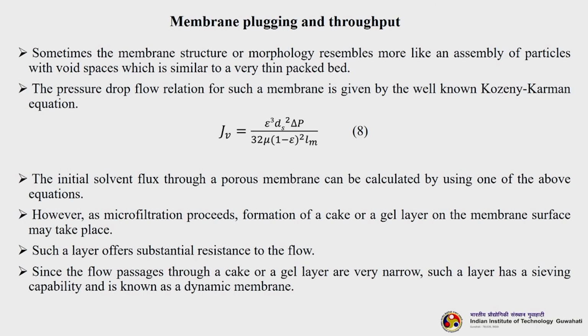Sometimes the membrane structure or morphology resembles an assembly of particles with void spaces, very similar to a thin packed bed. You remember we discussed the Kozeny-Carman equation; this is the Kozeny-Carman equation, in which it is assumed that the pores are interspaces between closely packed spheres of equal size. So, the initial solvent flux through a porous membrane can be calculated by using one of the above equations. However, as microfiltration proceeds, formation of a cake or a gel layer on the membrane surface may take place. Such a layer offers substantial resistance to the flow. Since the flow passages through a cake or a gel layer are very narrow, such a layer has a sieving capability and is known as the dynamic membrane.